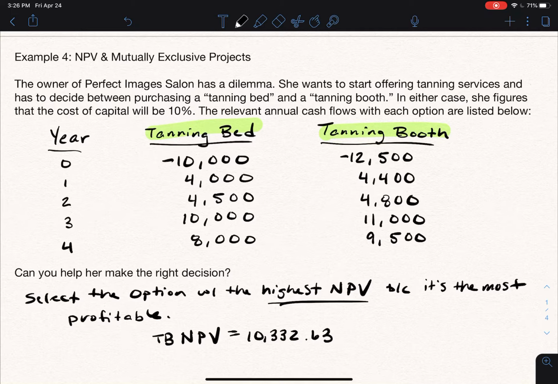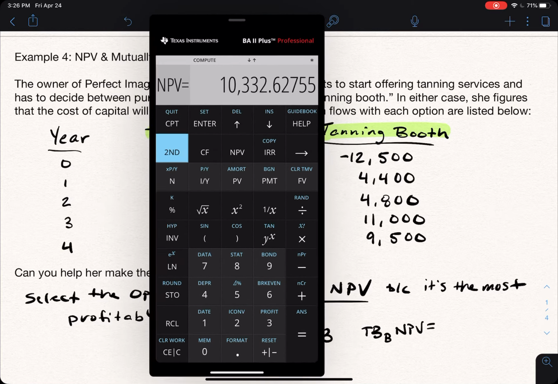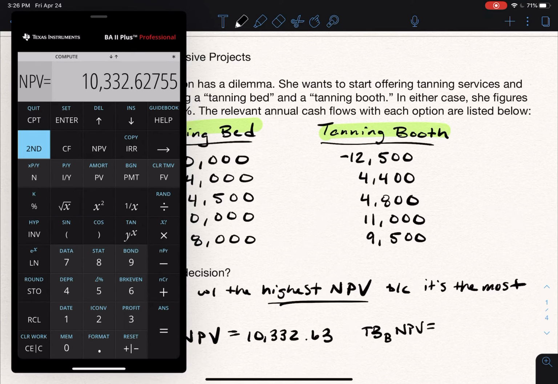Okay, so all we really need to do is label them TBA and then TBB. So TBB NPV. We just need to go back and do the same thing that we just did to see what the net present value would be for the tanning booth, right? So let's pull our calculator out. I'm going to shift it over here so you can see what I'm doing and see my numbers.